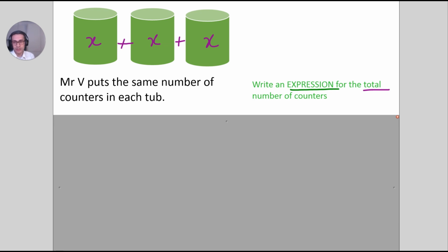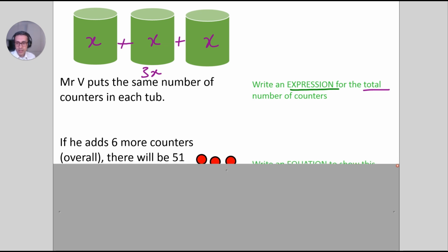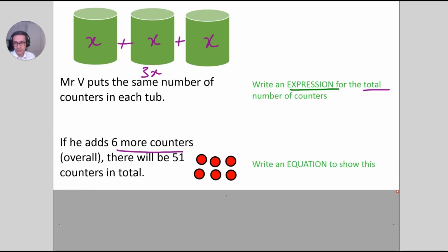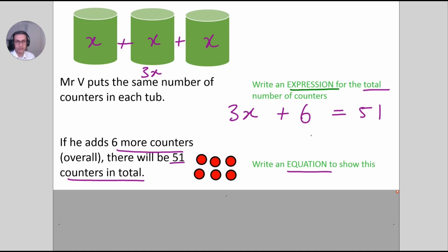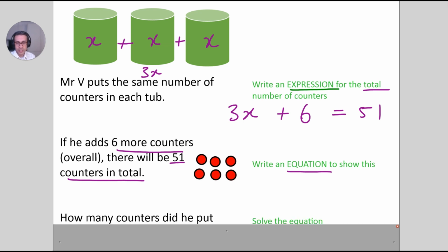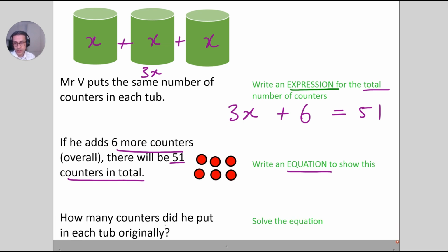So that's your expression. And yes, it does simplify to 3x, which is a term. If he adds 6 more counters, there will be 51 in total, 51 counters overall. Write an equation to show this. So we know we've already got 3x counters. He's then added 6, and that adds up to 51. Now what you've just done here is you've formed an equation from this worded information. And the last step, you can probably guess what that is: how many counters were there originally. So basically we're working out what x is.